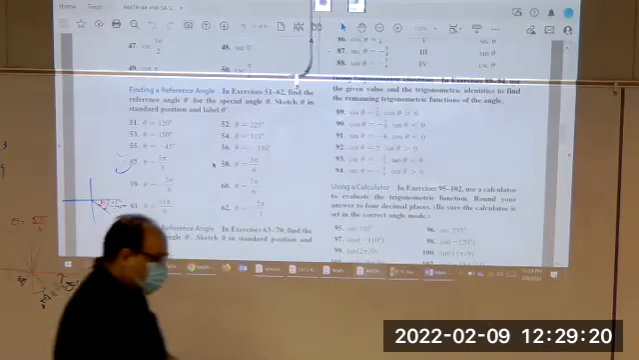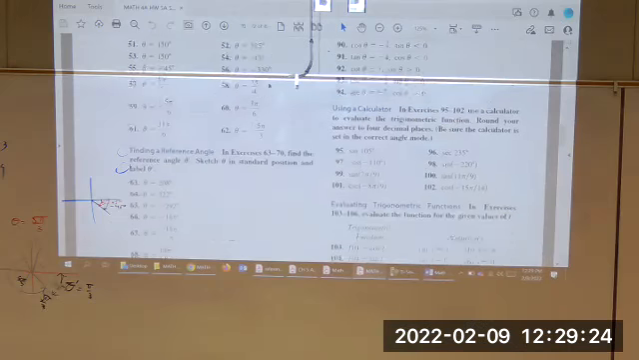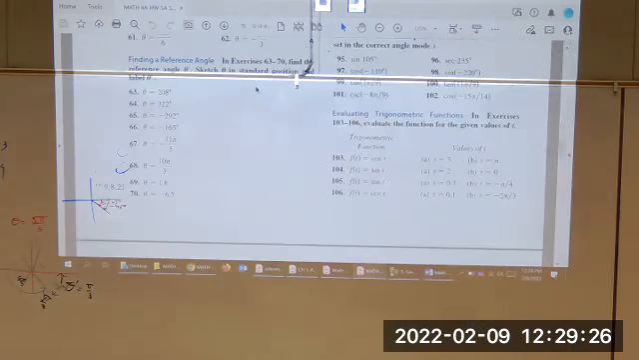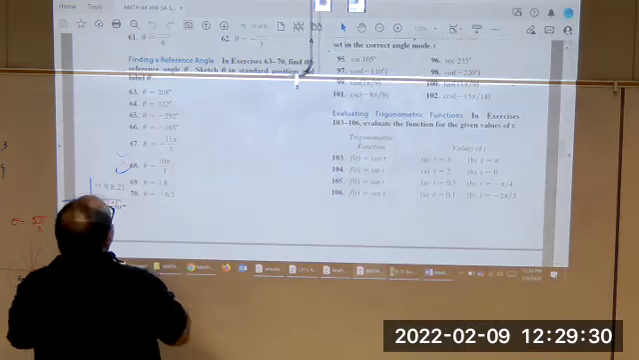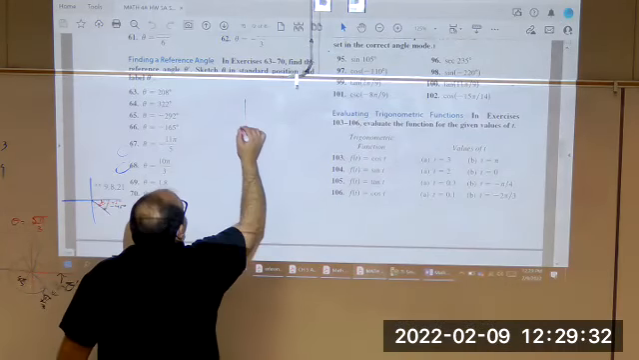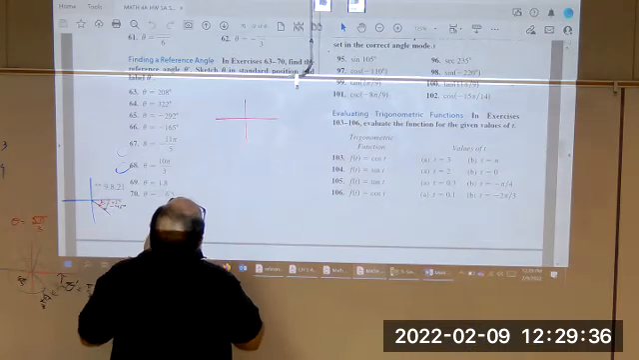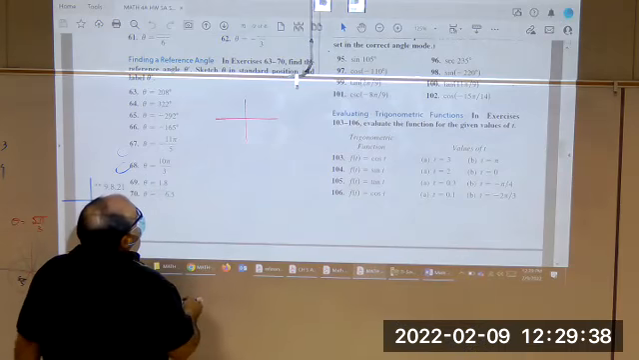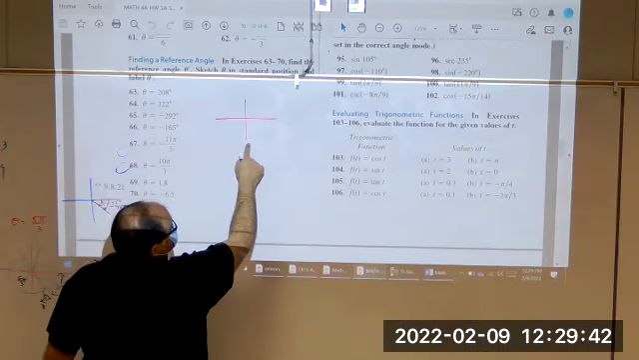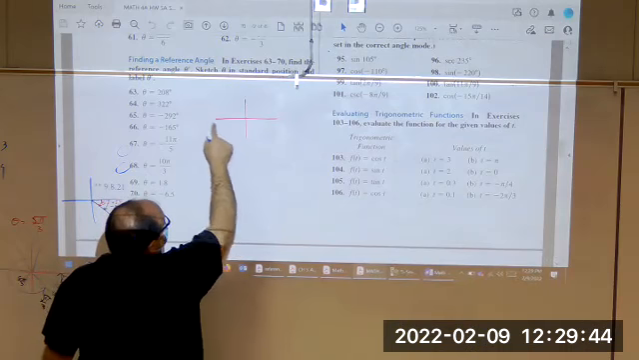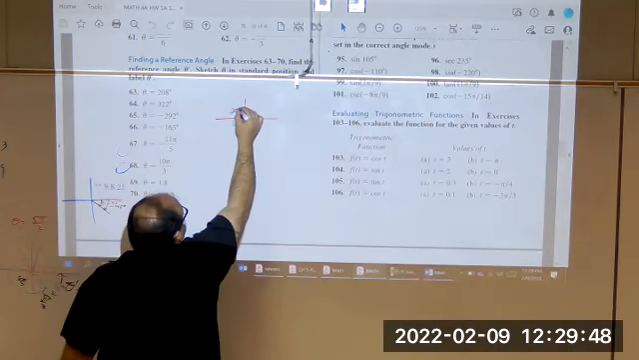But now comes the thinking. Not so much on degrees, but radians bite you every time. So 63, 208. What quadrant is 208 going to terminate in? In the third. So remember, 180, that's 270. So it's between 180 and 270. So it's over here, 208 degrees.